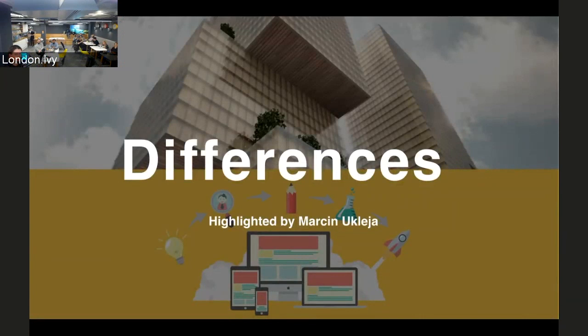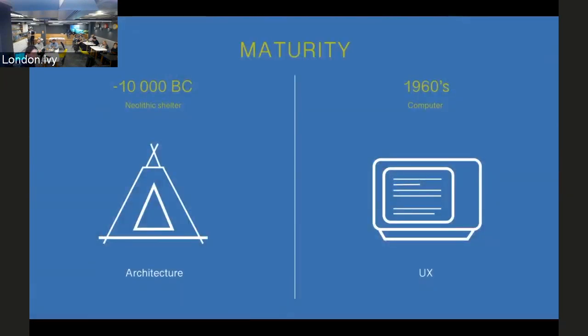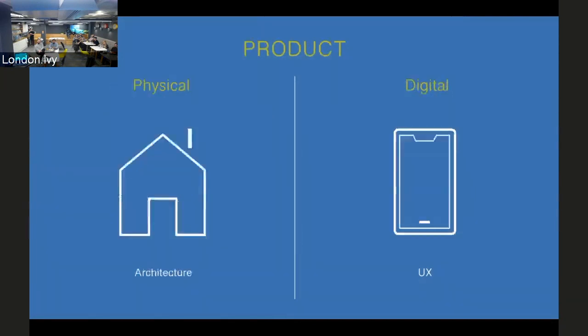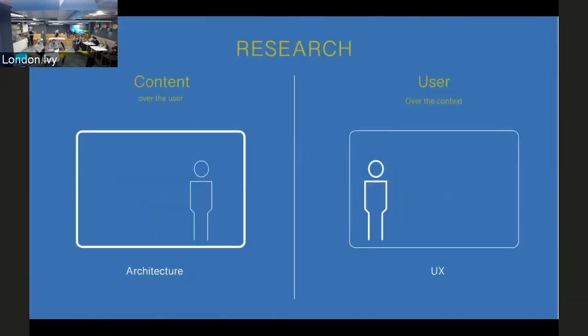So what are the differences? Maturity: obviously architecture starts around 10,000 BC, and then the first computer was born in the 1960s. The product is an obvious one, the physicality, with a digital element between the two. Then research. I feel that architecture helps shape, a good way of saying it is that the product helps shape the user of architecture, and with UX, the user helps shape the product, if you like. So both are always about the user, but I still think there are a few more differences when it comes to explaining it with the context.